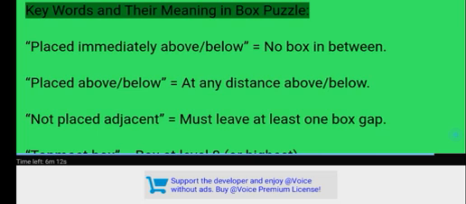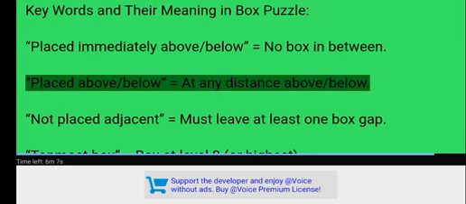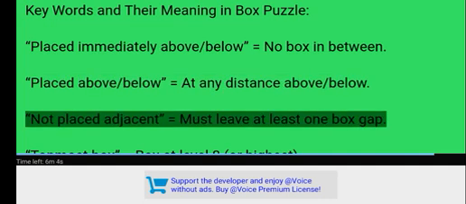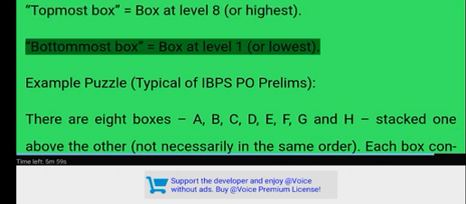Keywords and their meaning in box puzzle. Placed immediately above or below equals no box in between. Placed above or below equals at any distance above or below. Not placed adjacent equals must leave at least one box gap. Topmost box equals box at level 8 or highest. Bottommost box equals box at level 1 or lowest.